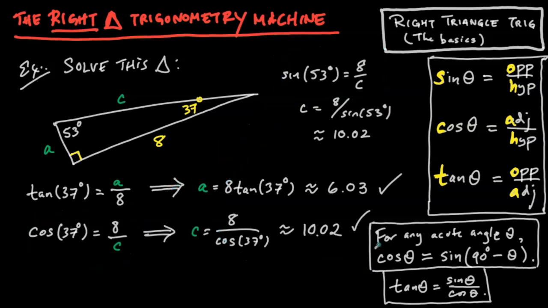Good. I want to just keep reinforcing some of these ideas wherever we can. Okay, so now you know how to use the trigonometry machine almost completely for right triangles. There's one last thing I need to mention.